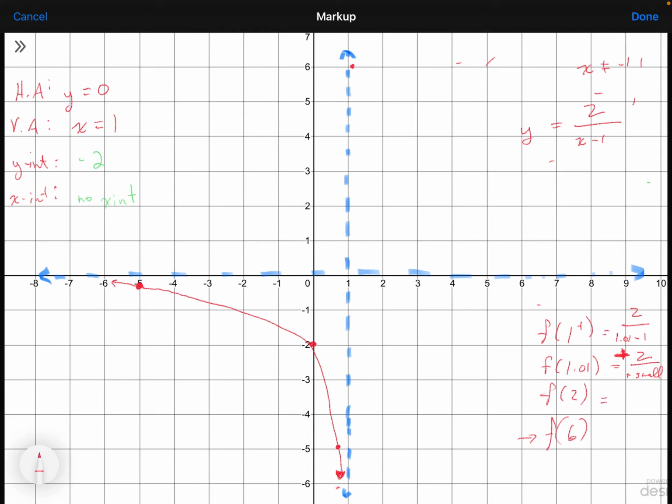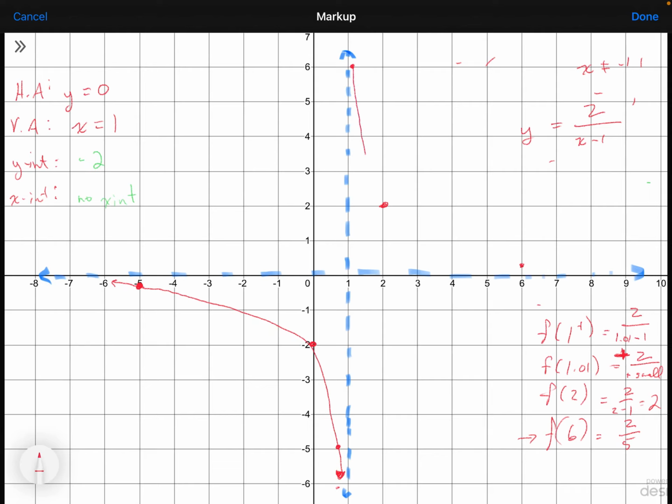Now, the f of 2. When I put in the f of 2, what I get is 2 over 2 minus 1, and that is just going to be 2. So the f of 2 is 2, so I have the point (2, 2). Then the f of 6 is going to be 2, and in the denominator, 6 minus 1 is 5. So I will have the point (6, 2/5), and the y value is 2/5.